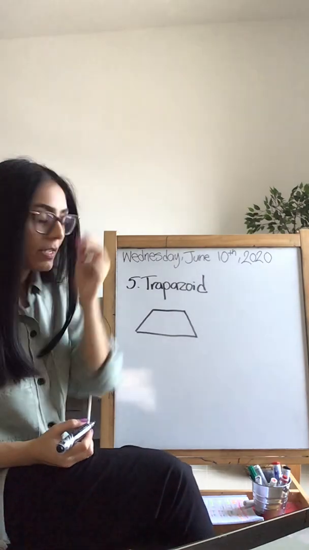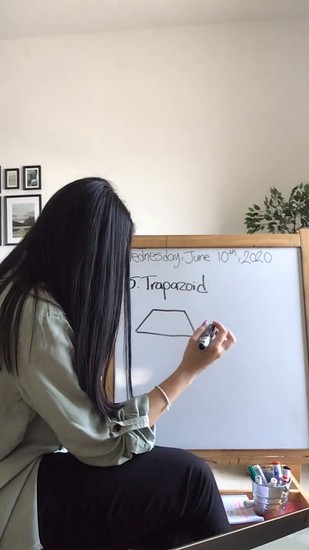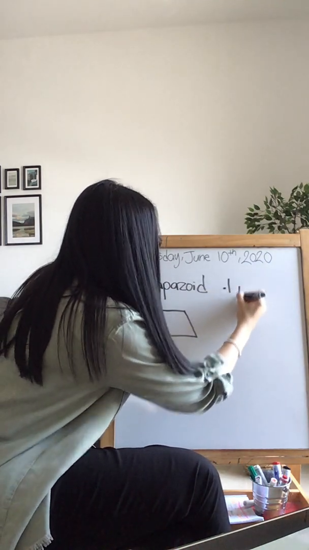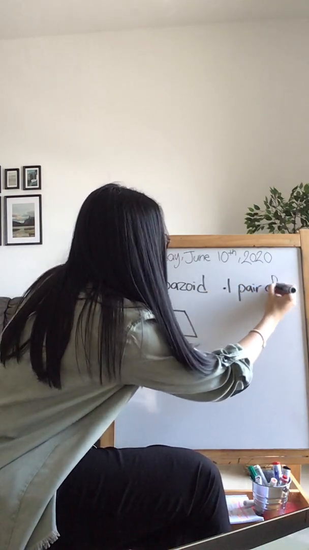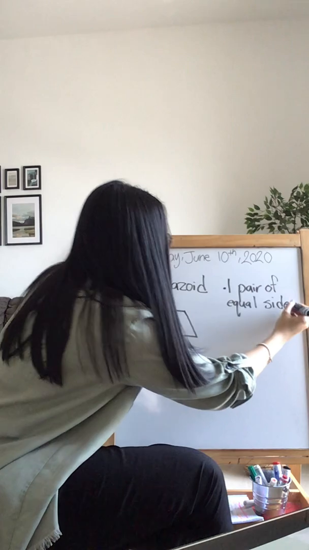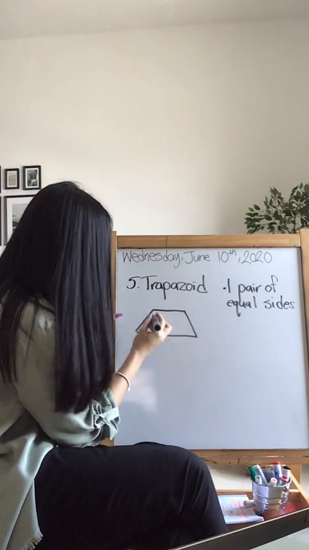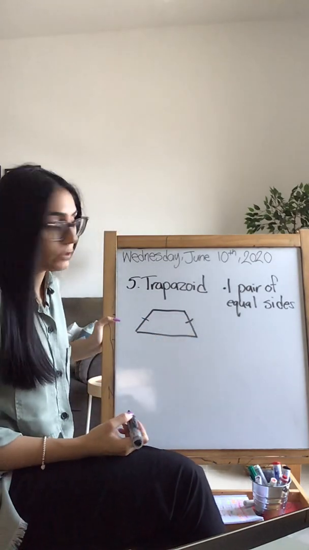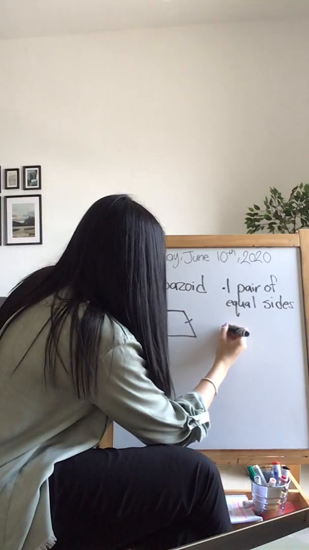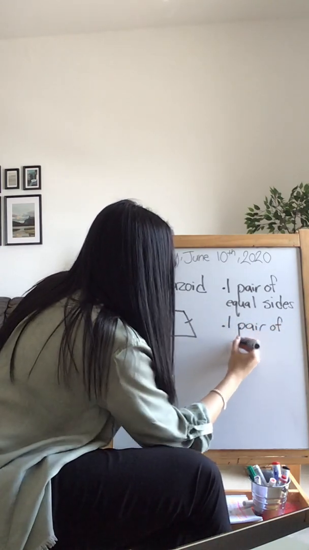Okay. Trapezoid. Now with trapezoids, I'm going to say they have one pair of equal sides. You probably already noticed that this one is not the same as this, but the sides are the same. So these two are the same. So those are the one pair of equal sides. So it's only just this one pair. And there's also only one pair of parallel lines.